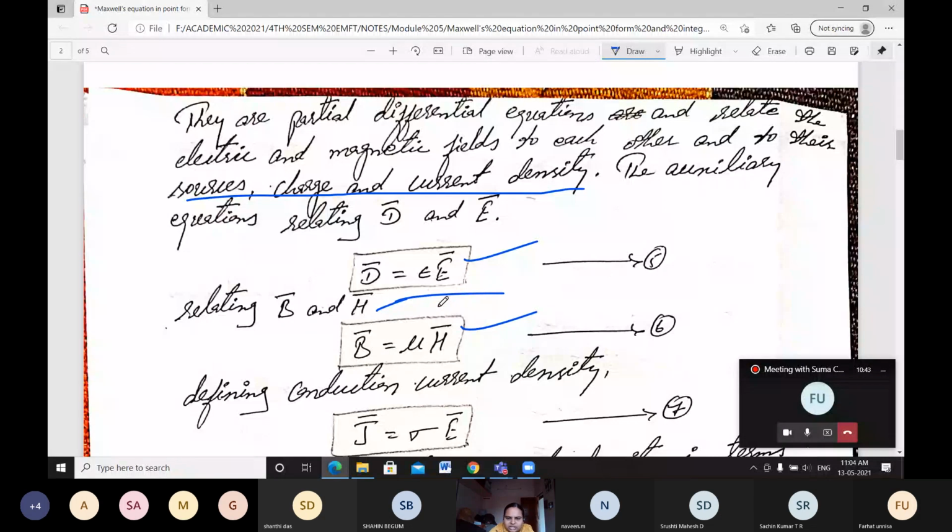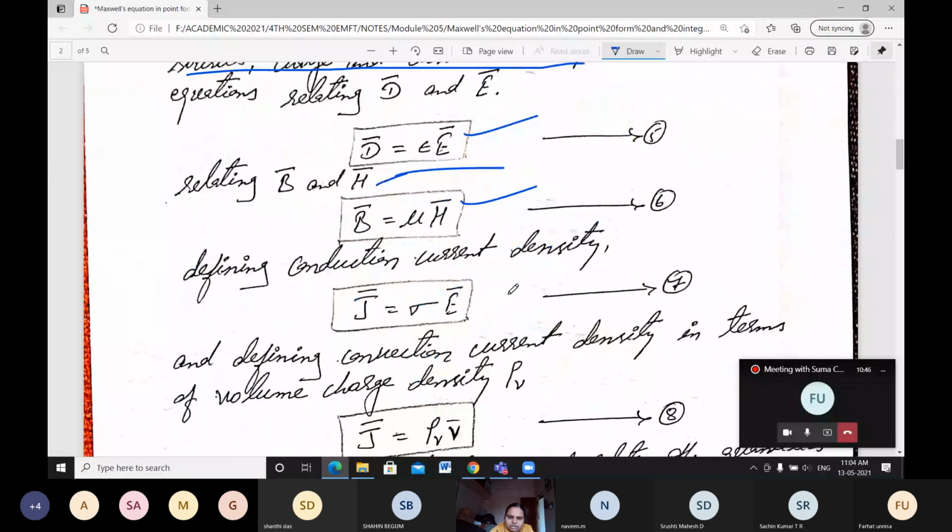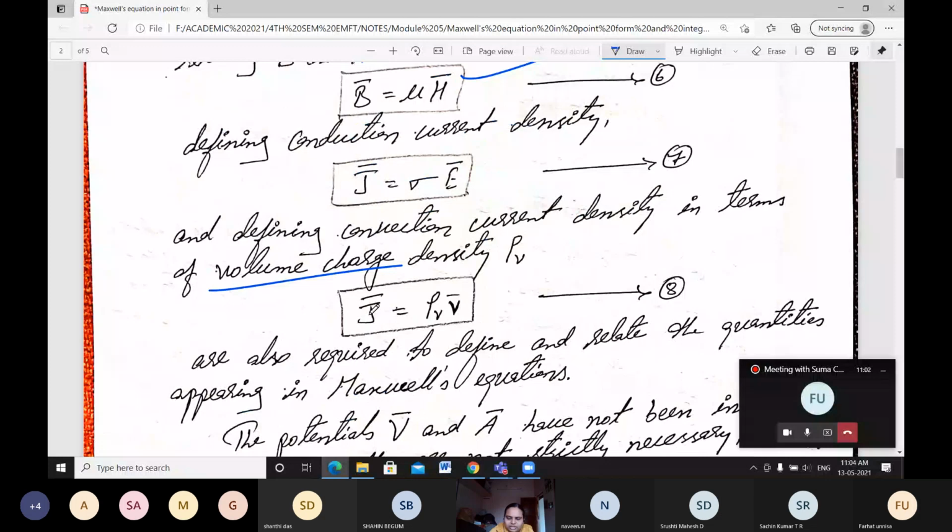Then, defining the conduction current, J is equal to conductivity times the electric field intensity E. And defining the conventional current density in terms of a volume charge, I can write the equation as J equals rho v times v. It is also required to define and relate the quantities appearing in Maxwell's equations.